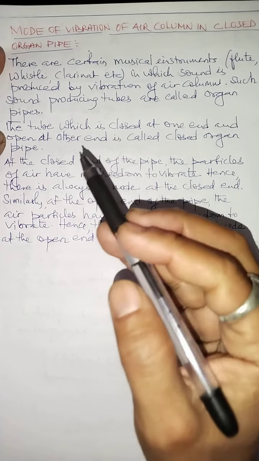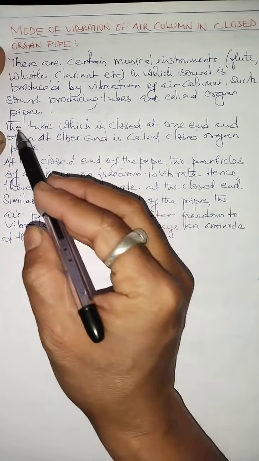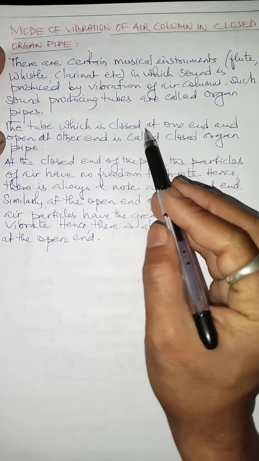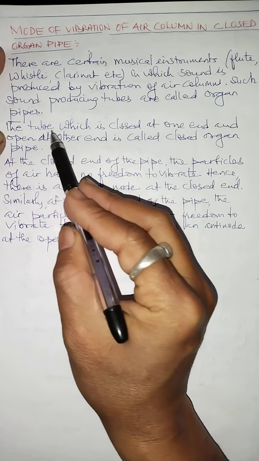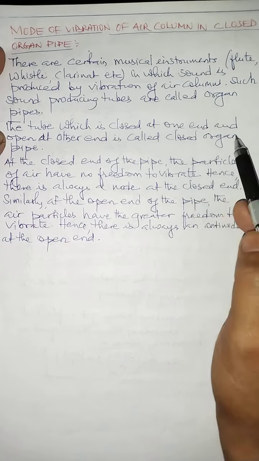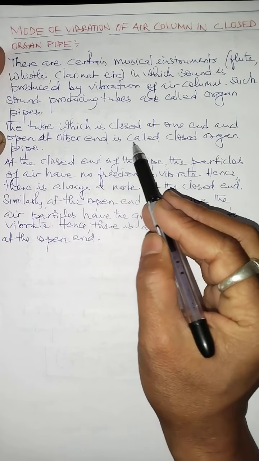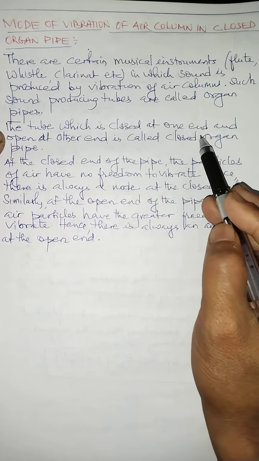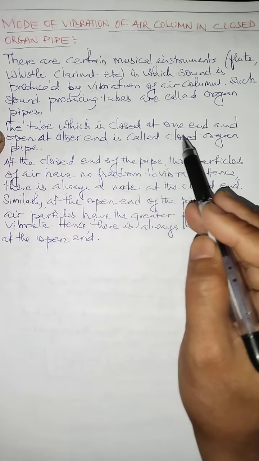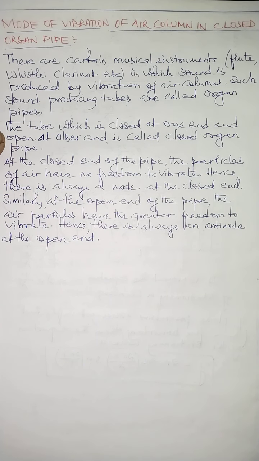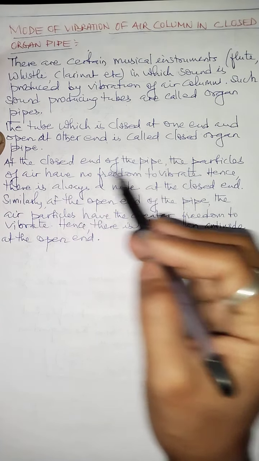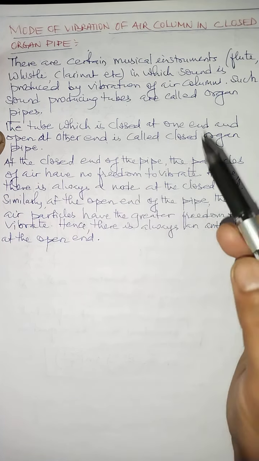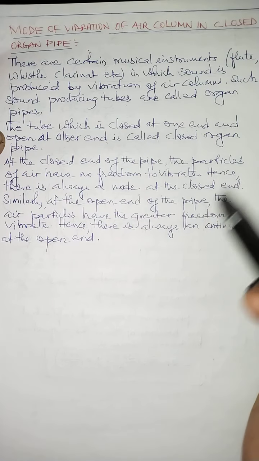Now, what is a closed organ pipe? Organ pipes are basically tubes. The tube which is closed at one end and open at the other end is usually called a closed organ pipe. We will learn in detail about the open organ pipe also, but now we just focus on the closed organ pipe. This is basically a tube open at one end and closed at the other end.